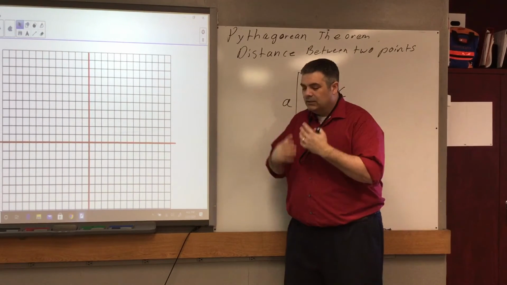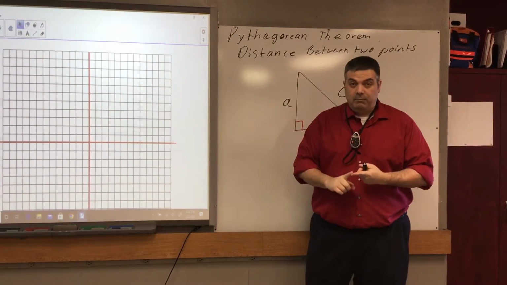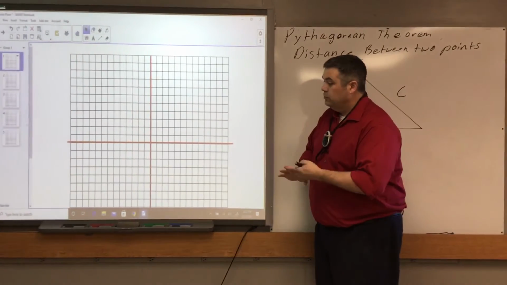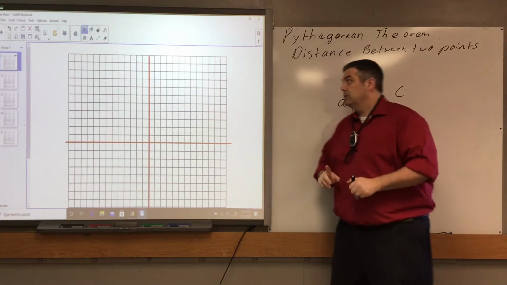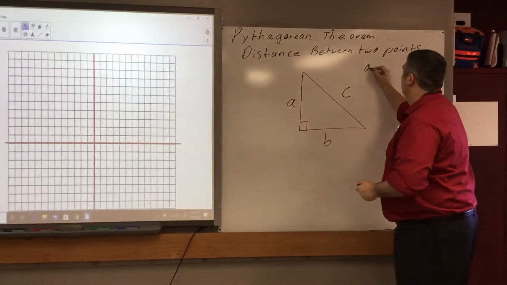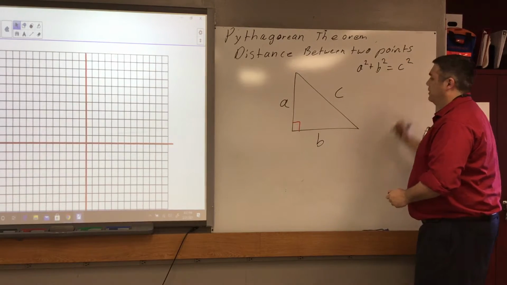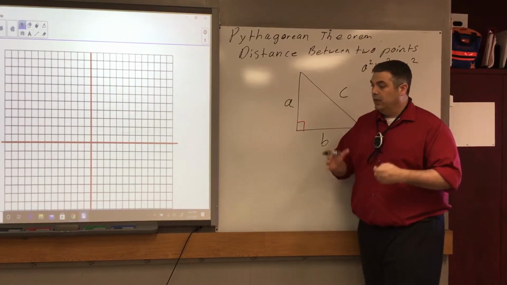So that's what we're going to be doing, but you have to be able to plot, so make sure that you know how to plot a point. And two, you have to know what the Pythagorean theorem is, which is a squared plus b squared equals c squared. So we're going to be using this, but we've got to get two points.